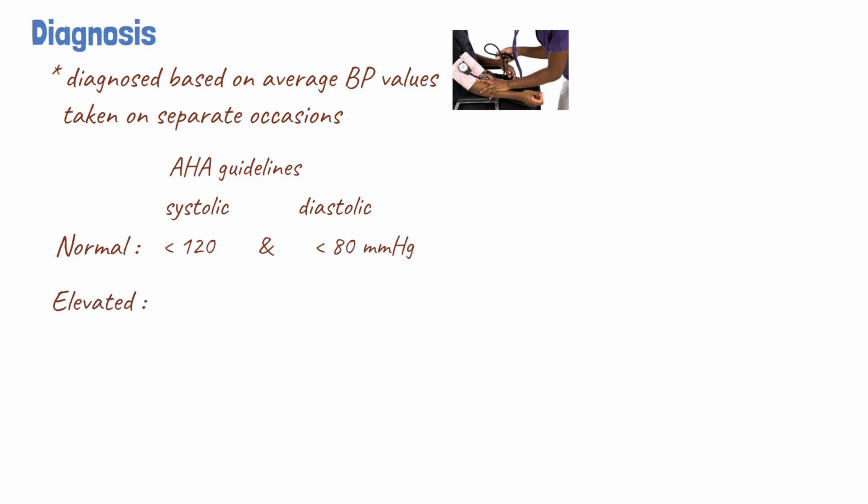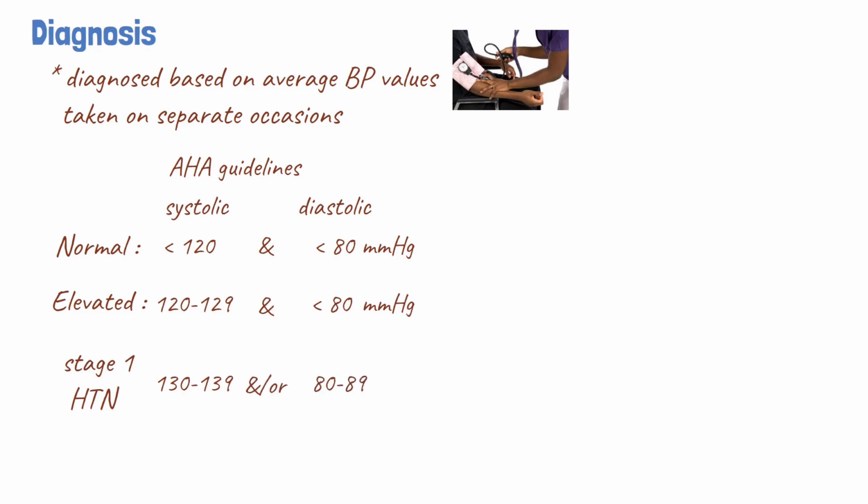Elevated blood pressure, when the systolic blood pressure is between 120 to 129 mmHg and the diastolic blood pressure is less than 80 mmHg. Stage 1 hypertension, when the systolic blood pressure is between 130 to 139 mmHg and or diastolic blood pressure of 80 to 89 mmHg. Stage 2 hypertension, when the systolic blood pressure is greater than or equal to 140 mmHg and or a diastolic blood pressure greater than or equal to 90 mmHg.